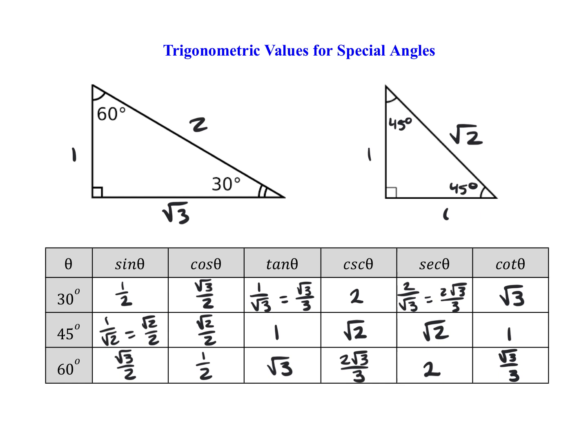But again, we can always use our special right triangles to help us evaluate these expressions. So if you have a 30 degree, a 45 degree, or a 60 degree angle, you should be able to tell me the exact value of these 6 trig functions. And you can always draw the triangle if you need to.